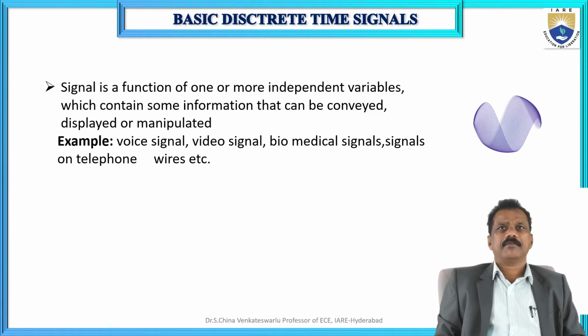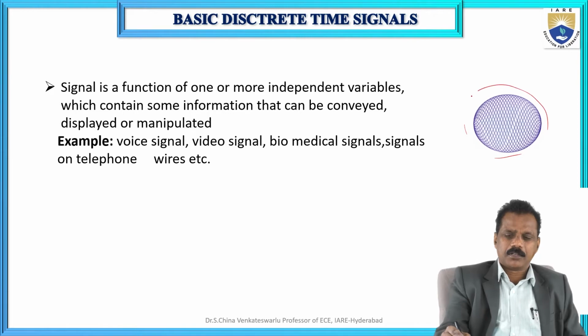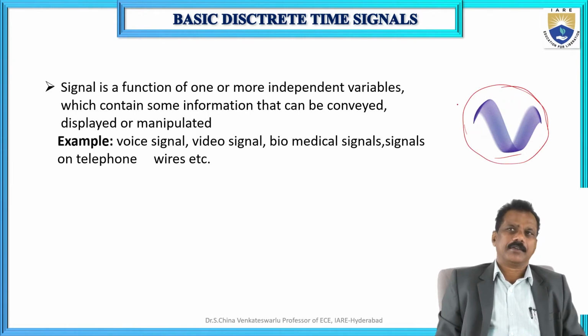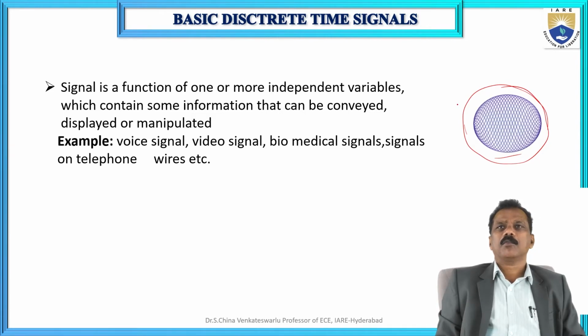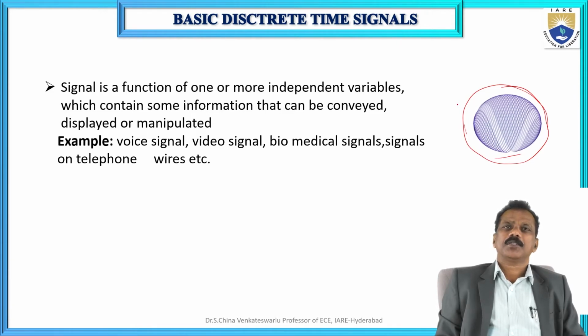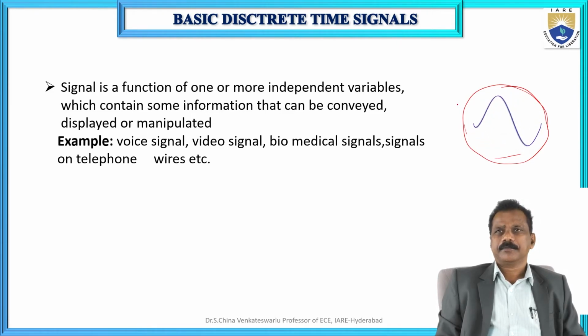A signal is a function of one or more independent variables. So now we are going to verify how this happens. A signal is a function of one or more independent variables which contains some information that can be conveyed, displayed or manipulated. How are signals manipulated? At that time we require the signal, a function of one or more independent variables, which contains some information that can be conveyed, displayed or manipulated.